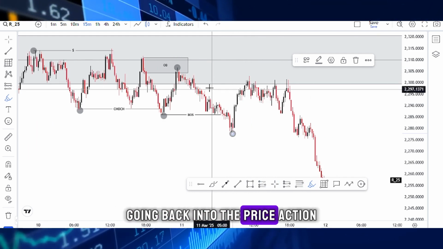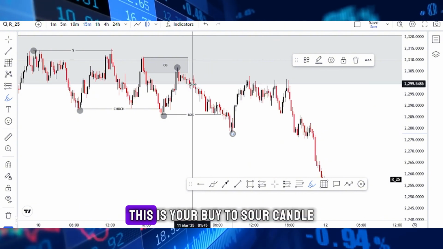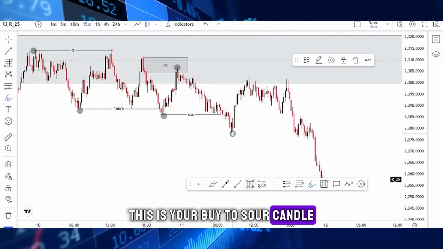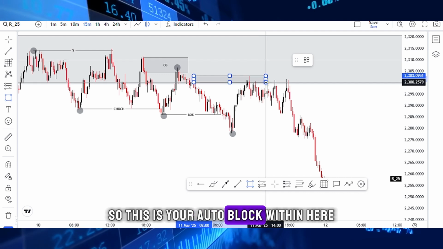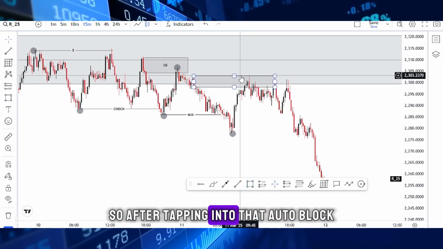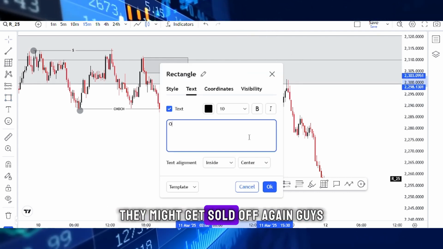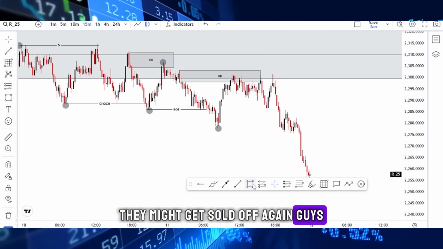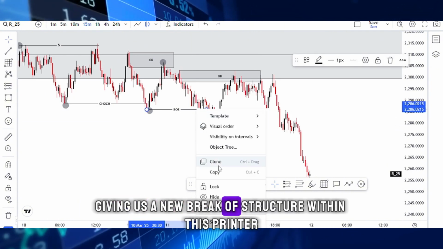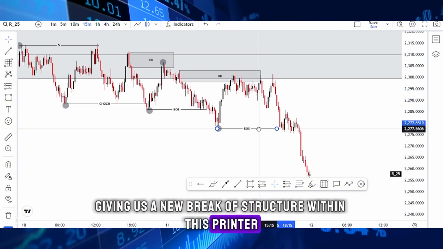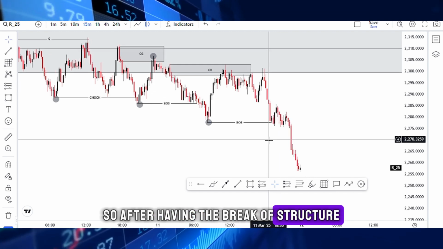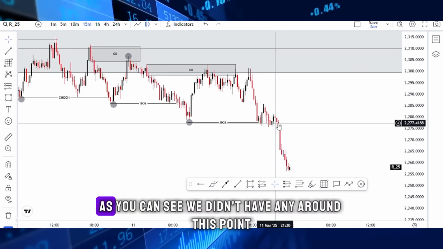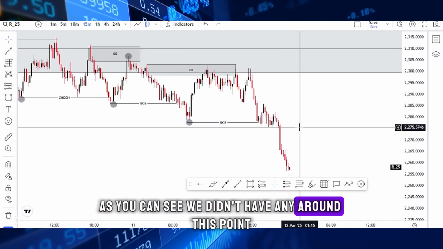Going back into the price action, you'll obviously see that this is your buy to sell candle. So this is your order block within here. After tapping into that order block, the market sold off again, guys, giving us a new break of structure within this point here. After having the break of structure, we needed a 3 candle pullback. As you can see, we didn't have any around this point.